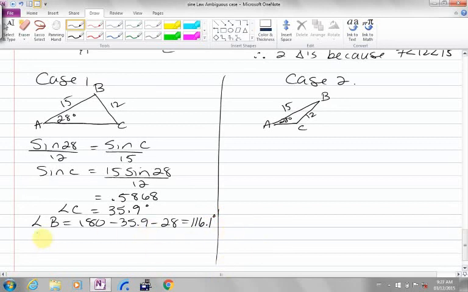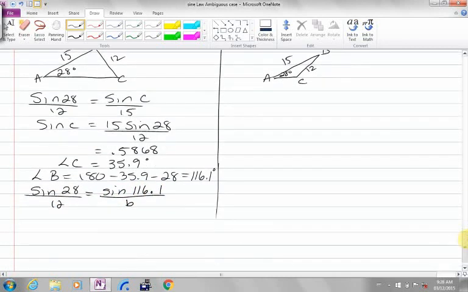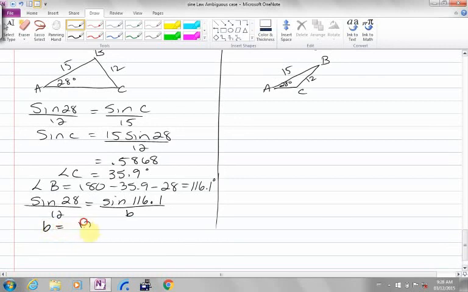And we can use that now to find side B by doing the sine law again. So the sine of 28 is to 12, as the sine of angle B, which is 116.1, is to side B. So B is 12 sine 116.1 divided by sine 28. So B works out to be 23.0. What are we working with here? Centimeters. So there's the first triangle solved.